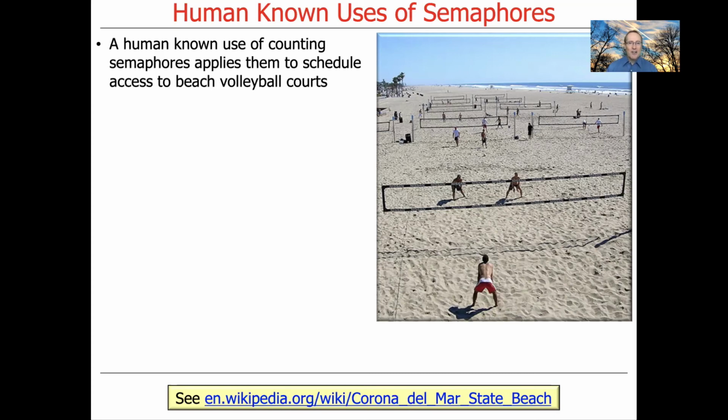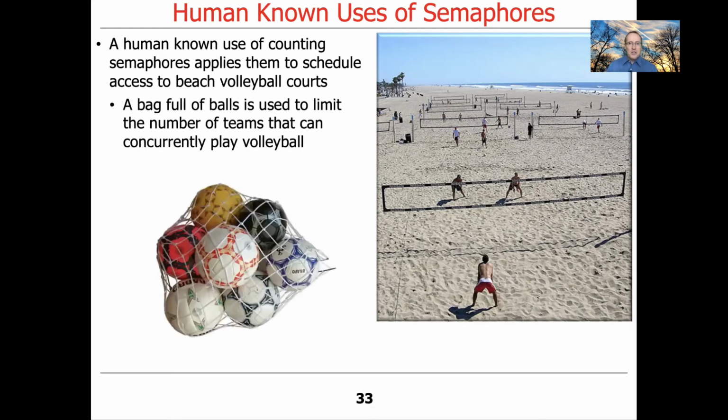And so the particular example here is something that I saw quite frequently when people would go out to play beach volleyball at some of the fantastic beaches along the coast, like Corona del Mar. The way it worked was you would typically, on any given day, especially on the weekend, have a whole bunch of teams that wanted to play beach volleyball, but there were a limited number of beach volleyball courts. So to coordinate things, there would be sort of a station, like a lifeguard station, that would keep track of the available courts. And the way they did it was they had a bag full of beach volleyballs.